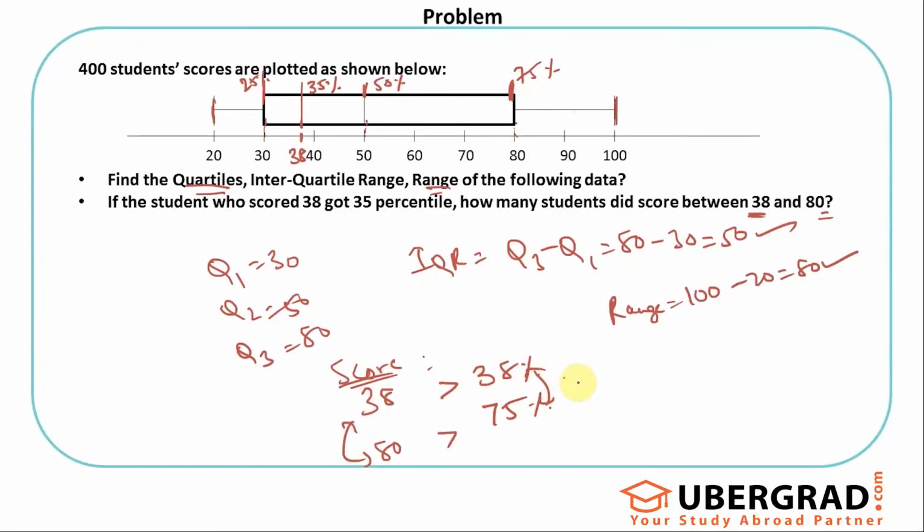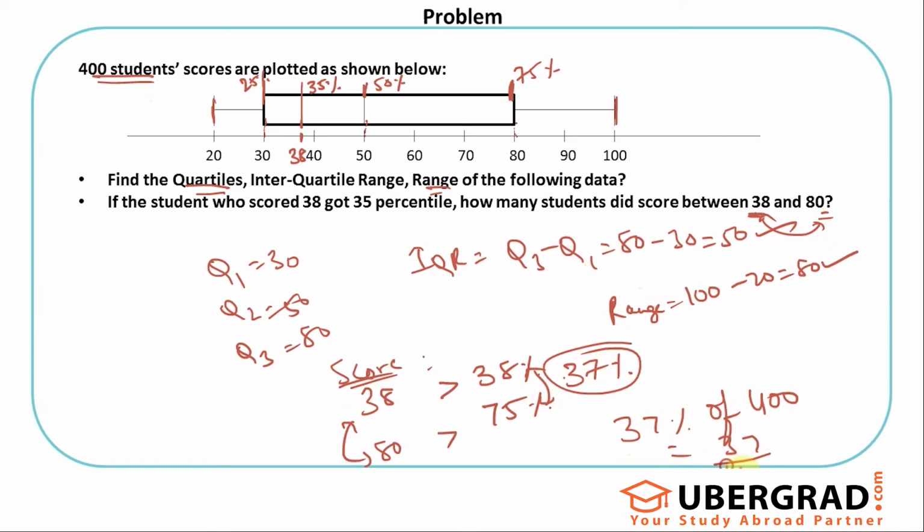This is the difference, right? 75 minus 35 is 40%. So I know that 40% of the students in the group of 400 have scored between 38 and 80. As simple as it is. So the answer is how many students, right? I know 40% of 400 is the answer. So that is 40 by 100 into 400, which is 160 students. That's how you will answer it.